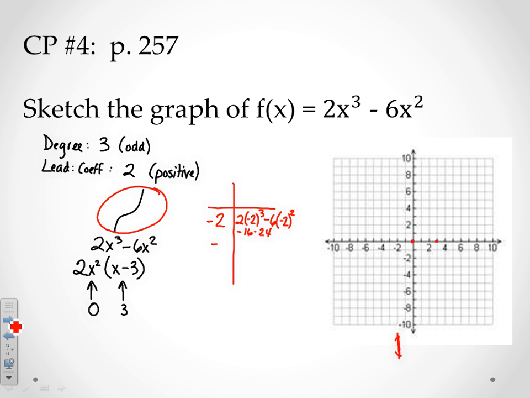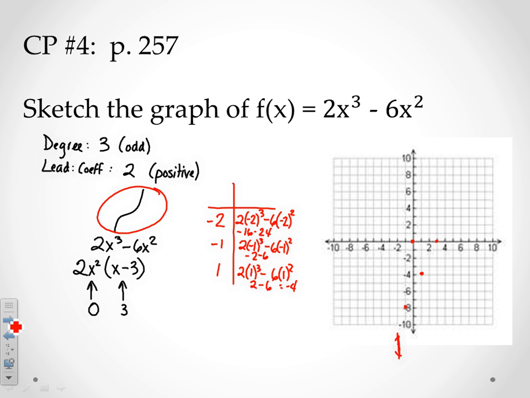How about -1? So 2 times -1 cubed minus 6 times -1 squared. We're going to get -2 minus 6, or -8. So that one comes onto our graph. In between 0 and 3, I'm going to pick a point. I'll just put in a 1. Where's my graph going to take me at 1? So 2 times 1 cubed minus 6. This gives me 2 minus 6, or -4. So (1, -4) is a point.